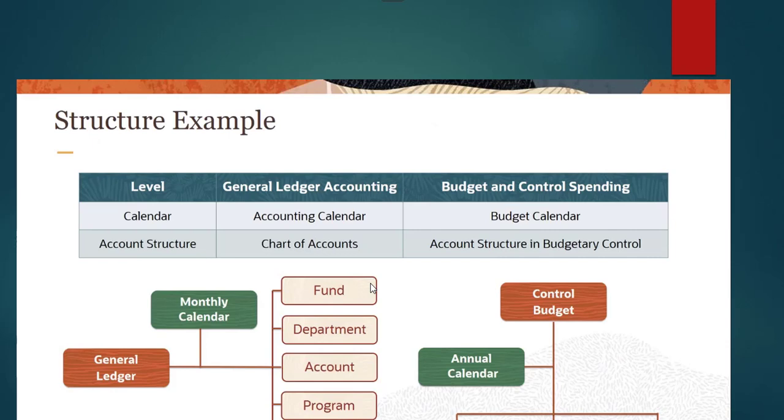You can have an accounting calendar in general ledger that's different to your budget calendar. You can have your chart of accounts in general ledger different to your account structure in budgetary control. But if you want to keep the budget calendar and account structures in budgetary control exactly the same as the accounting calendar and the chart of accounts in general ledger, of course, you can do that as well. It's very flexible.